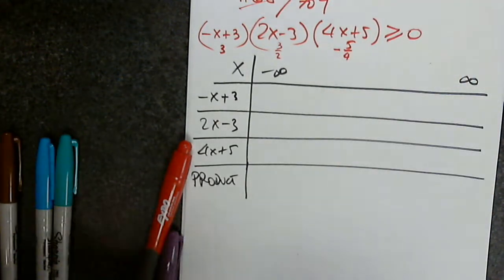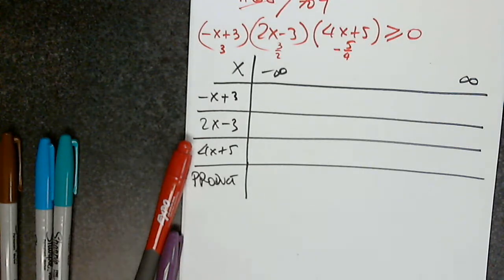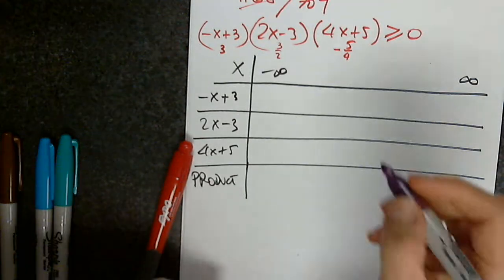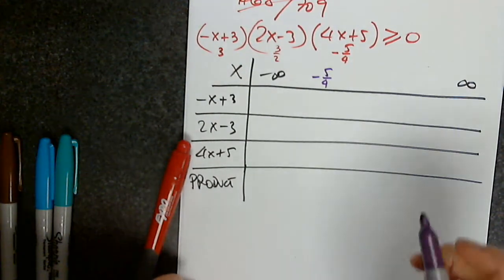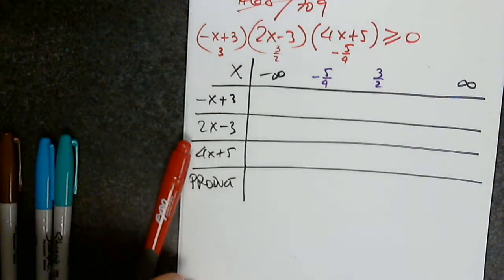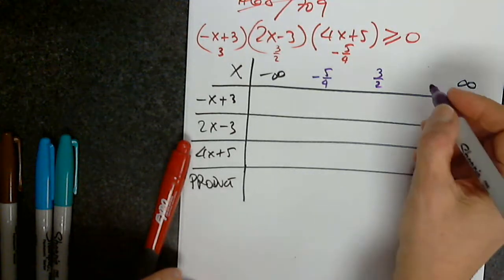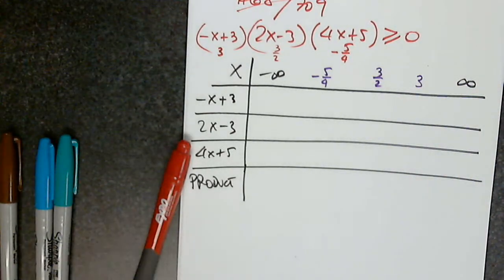Good. So then which one will be the first? From left to right. Very good. The next one? 3 halves. And the last one? 3. Yes. Remember, they have to be in ascending order.